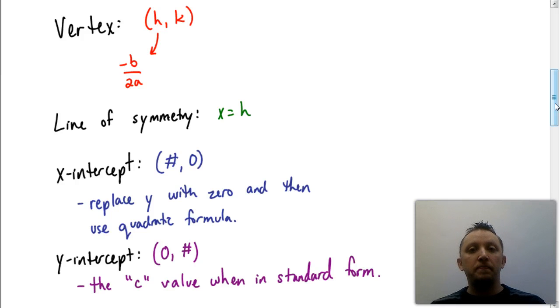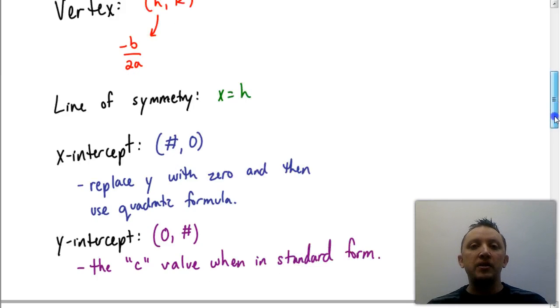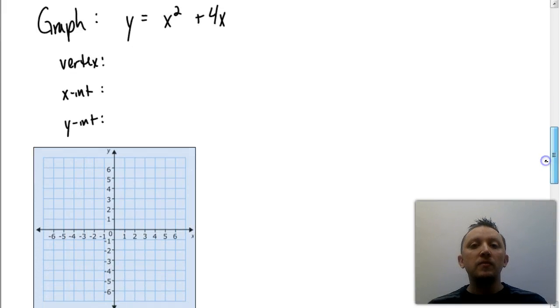That's your y-intercept. So let's piece those together, like I said, to graph this equation, y equals x squared plus 4x. We're going to find the vertex and the line of symmetry. We'll just throw that on the graph, and then we'll find the x-intercept and the y-intercept. Then we'll piece those all together to graph this parabola. So let's look at that example.